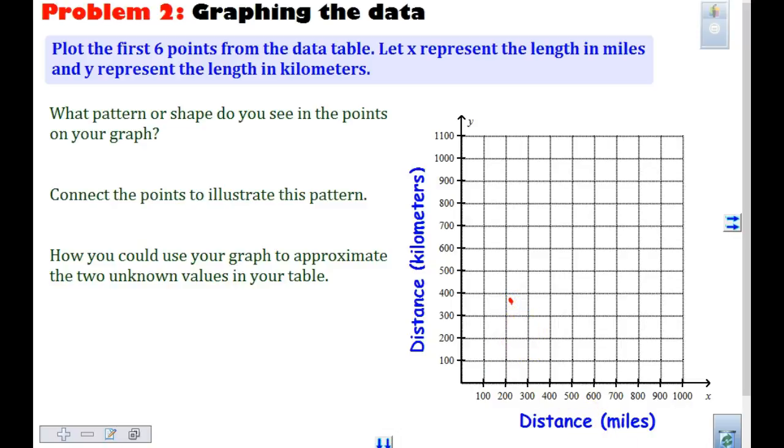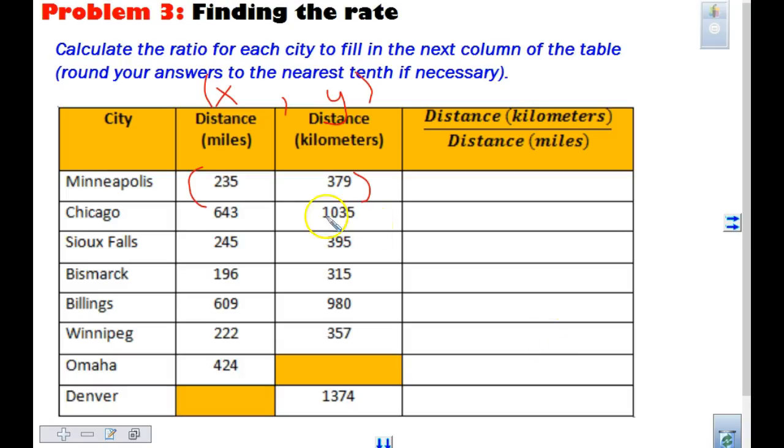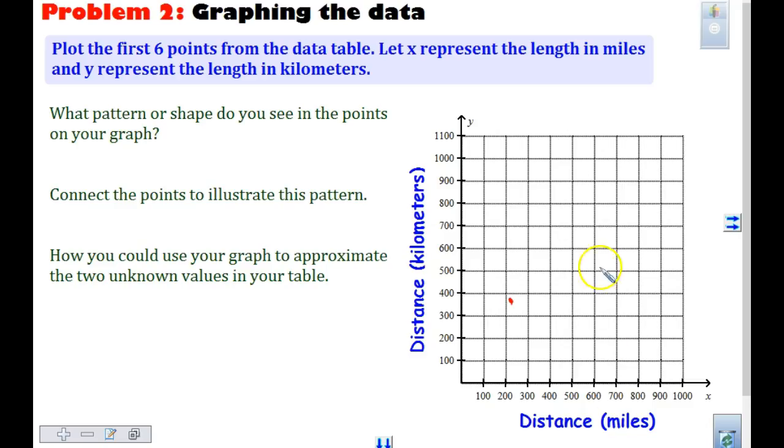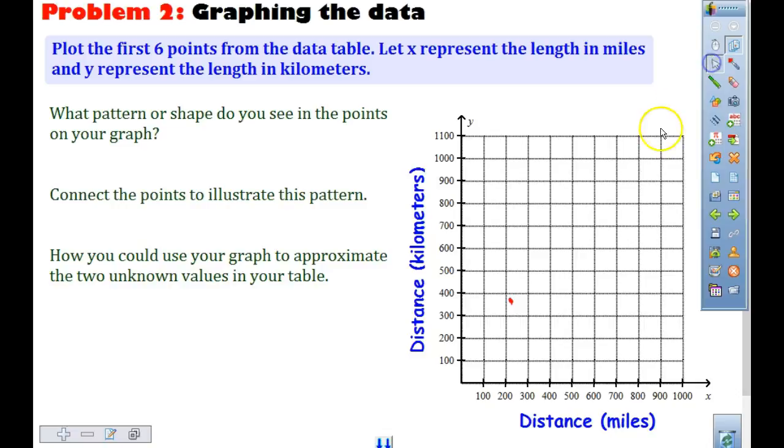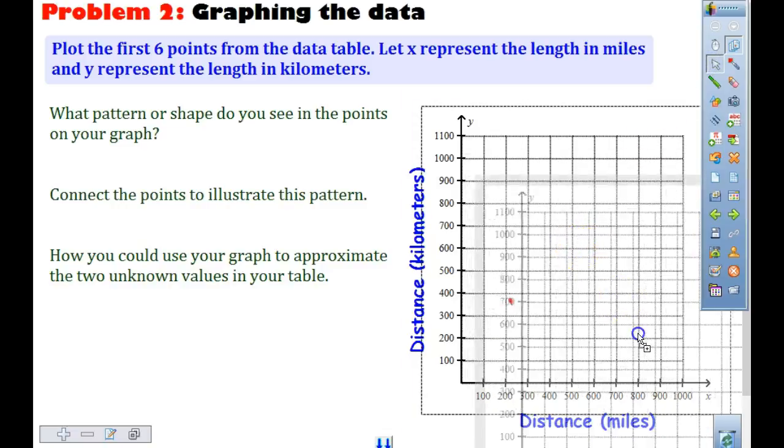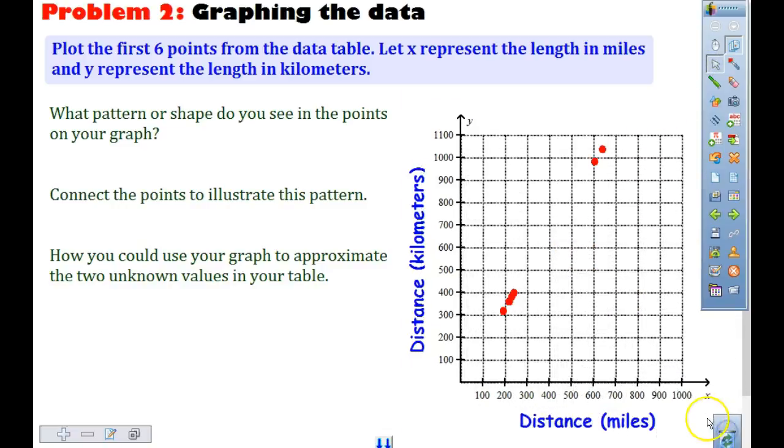Now you're going to go to the next one. The next point was 643. So it's this table that's down below. Only do through Winnipeg. We're not doing Omaha because we don't know the other number with Omaha. We're not doing Denver because we don't know the other number with Denver, okay? So plot yours. Check with your shoulder partner and kind of see if you agree with the points you're plotting.